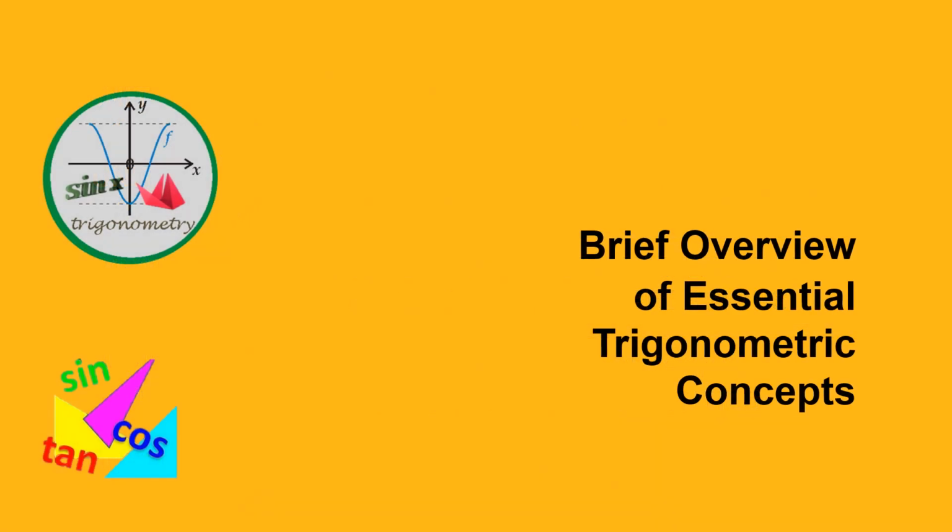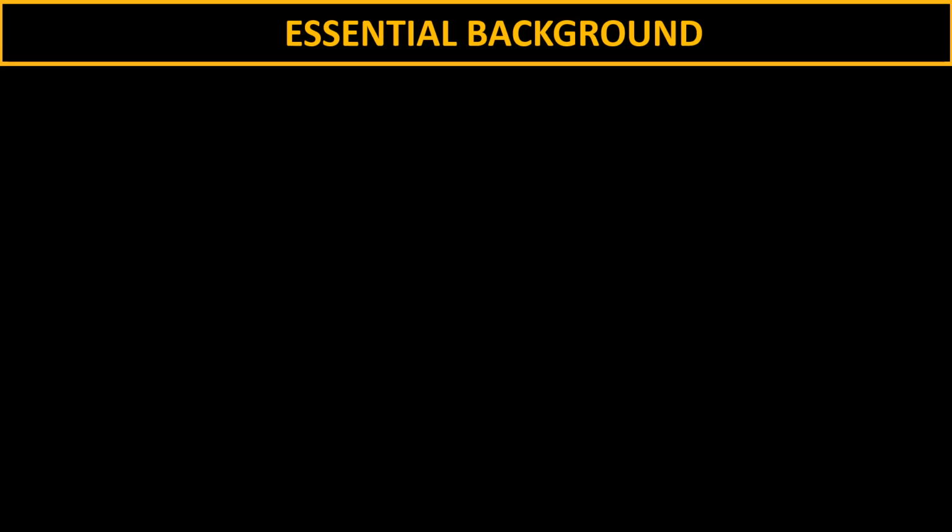Let's start with a brief overview of essential trigonometric concepts that you would require for simplification as well as for proving trigonometric identities. First of all, you need to know the definitions of the three trigonometrical ratios: sine, cosine, and tangent.